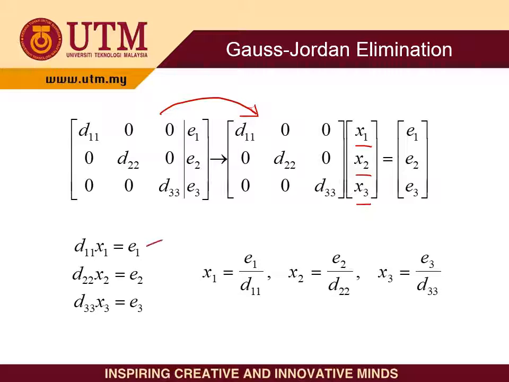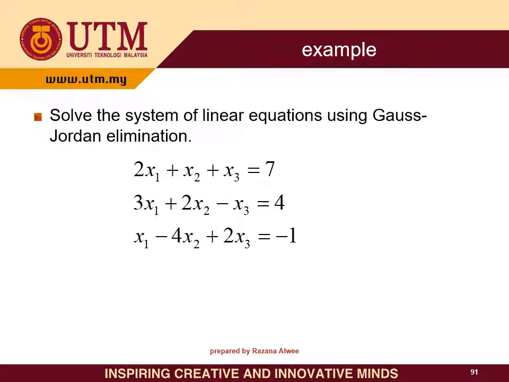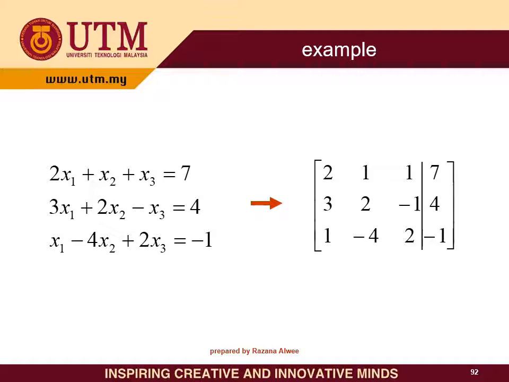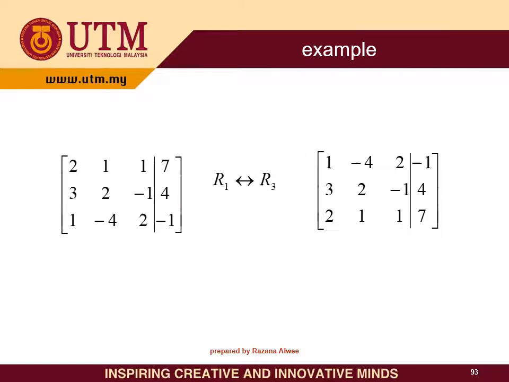This is the calculation. For E1 here we have D11 x1, E2 D22 x2, and E3 D33 x3. So to find x1, x2 and x3, we divide these to get the answer. Now the example: solve the system of linear equations using Gauss-Jordan elimination. They give us one system here. As usual, first we change it to the augmented matrix. Then we begin our row operations.